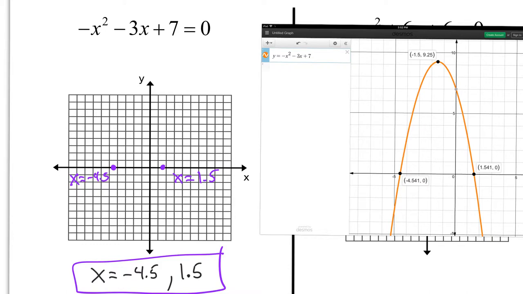But now I'm going to plot the vertex, which is at negative 1.5 and 9.25. So from the origin, you go to negative 1.5, and then you go up 1, 2, 3, 4, 5, 6, 7, 8, 9, and a little bit more, and you make a point right there. So that is your vertex. All you do, guys, is connect the points and make your parabola. So I'm going to make my U shape going down, and we got ourselves the graph.